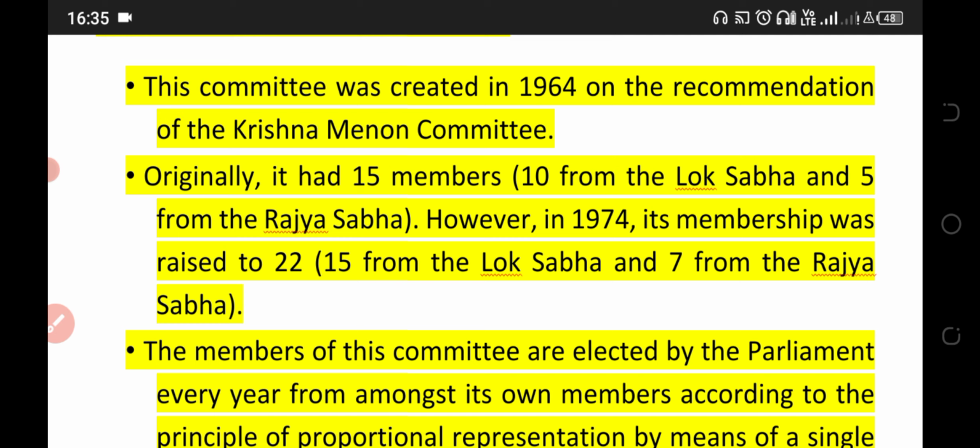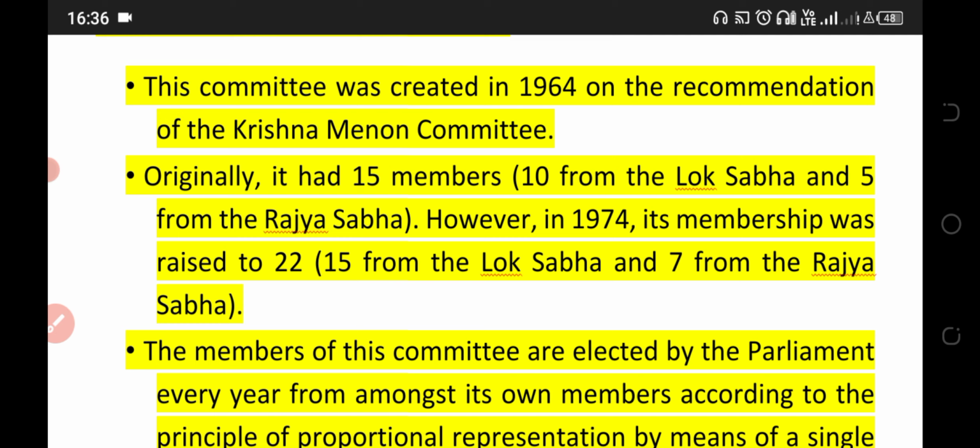पब्लिक अकाउंट कमेटी का गठन किया गया है 1964 में इन द रिकमेंडेशन ऑफ द कृष्ण मेनन कमिटी. Originally it has 15 members, 10 from Lok Sabha and 5 from Rajya Sabha. However, in 1974, its membership was raised to 22, 15 from Lok Sabha and 7 from Rajya Sabha.